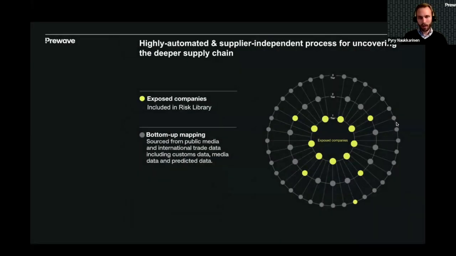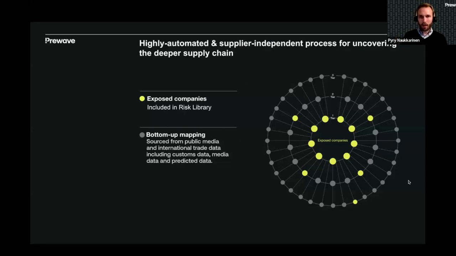If we briefly have a look at the type of data that we use to put these libraries together, we could imagine it something like this: we have these exposed companies in the risk libraries, and then we look into various data sources in publicly available data, such as customs data, different sorts of media data, news articles, declarations by companies on who their most common suppliers are, and we have a predictive model as well, which makes probabilistic statements of who are likely to be suppliers of other companies where there might be gaps in the other data sources.